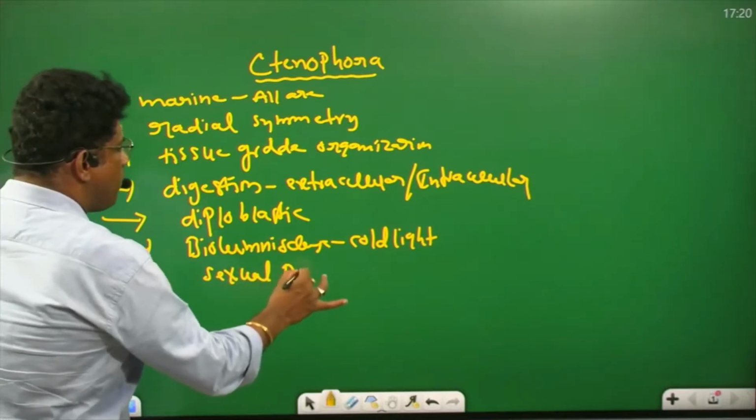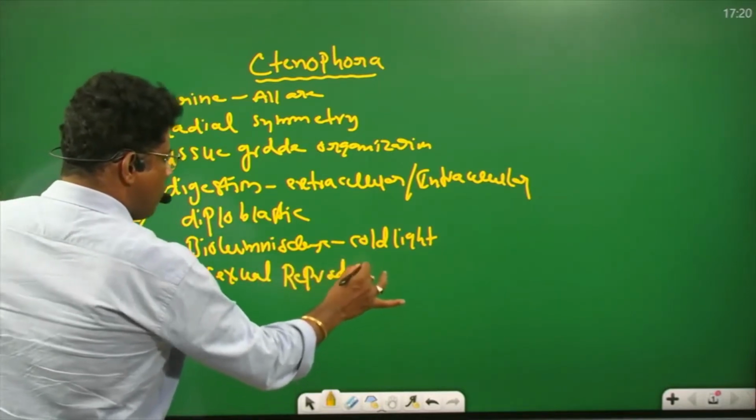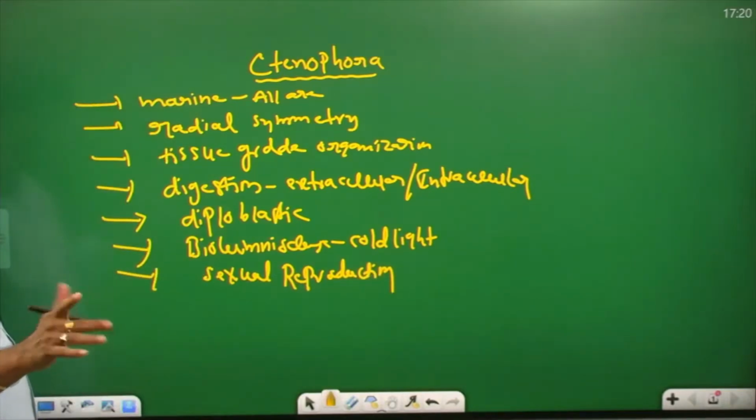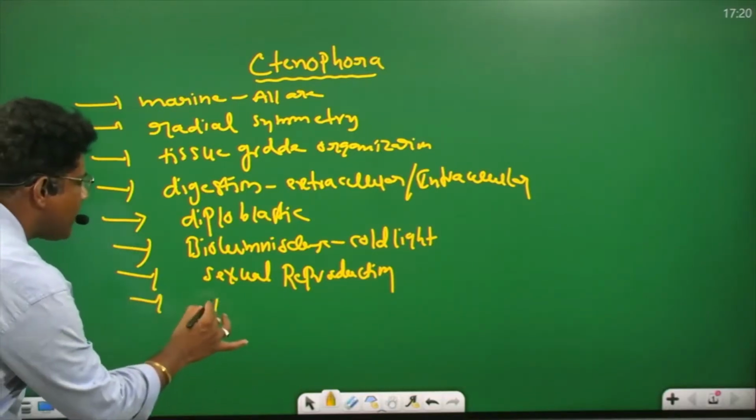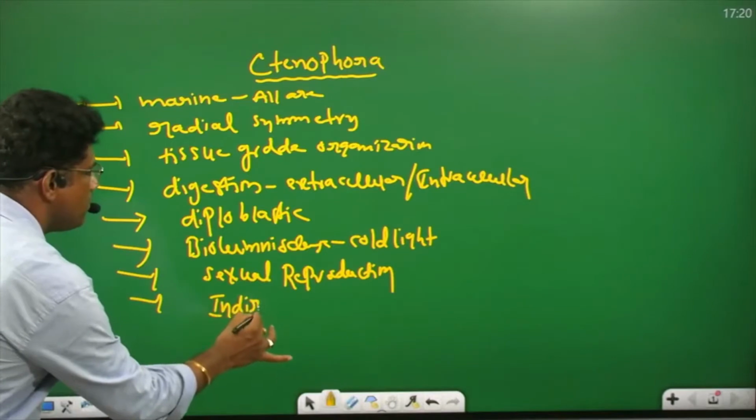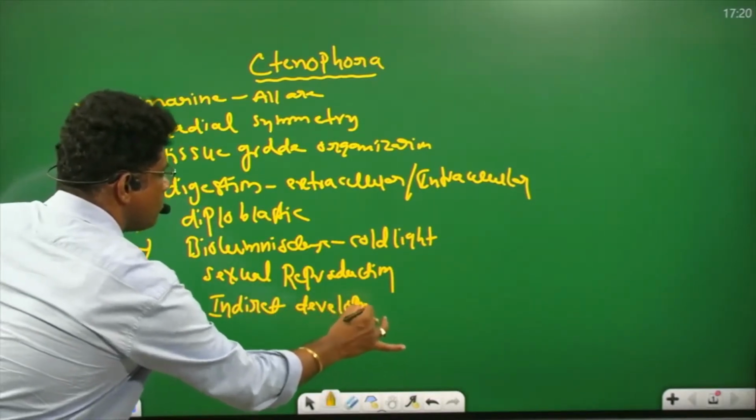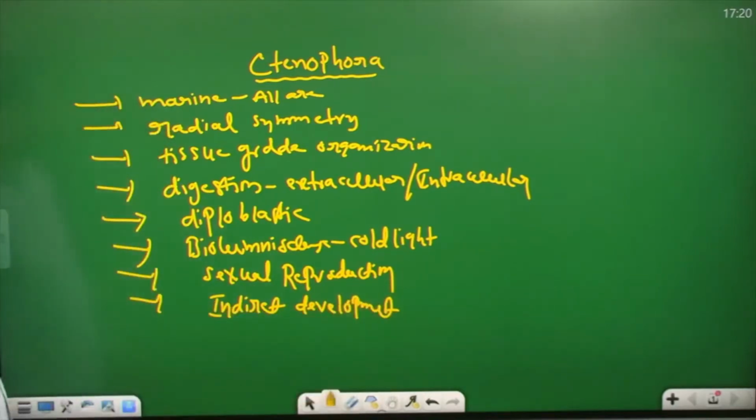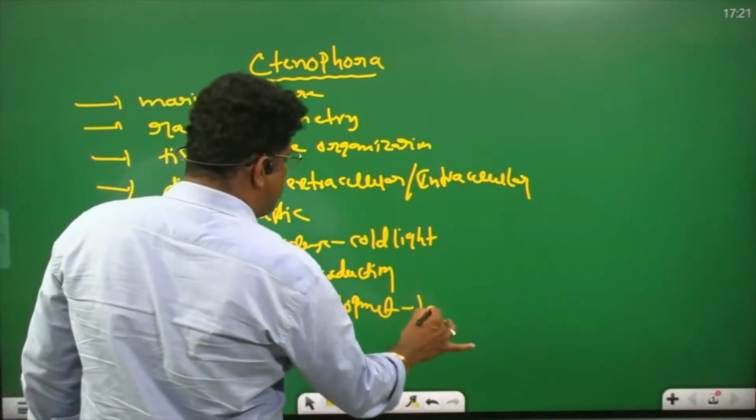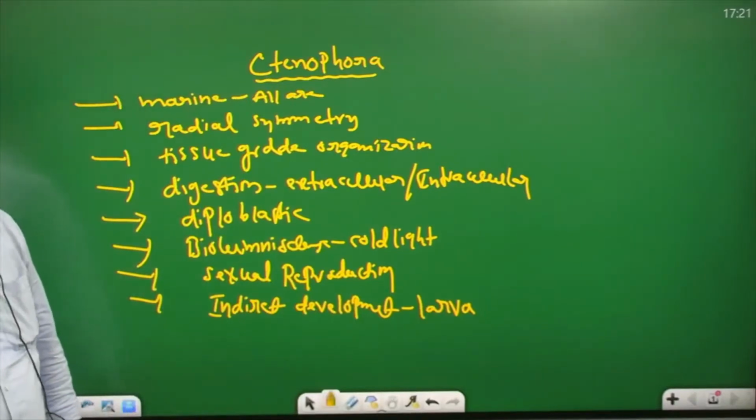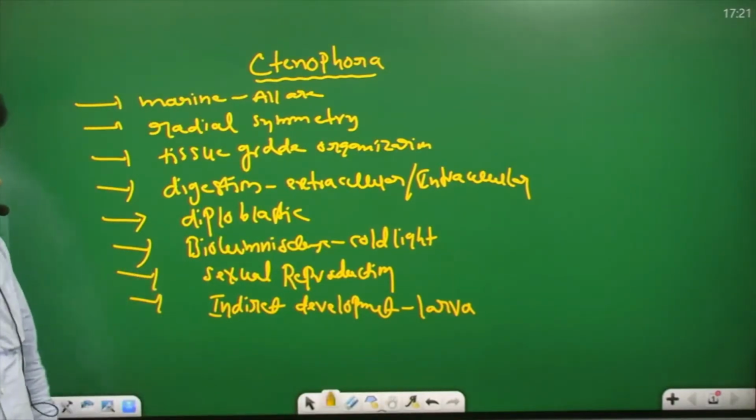Only sexual reproduction occurs. Asexual reproduction is not there. Then development is indirect development. Indirect development means what? Larva is present. Any doubt? Larva present, that is called indirect development.